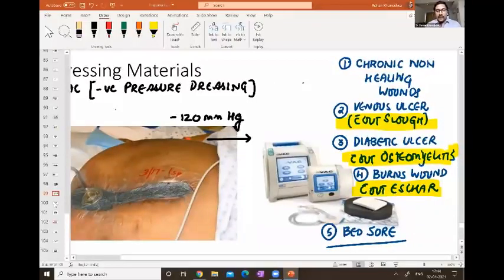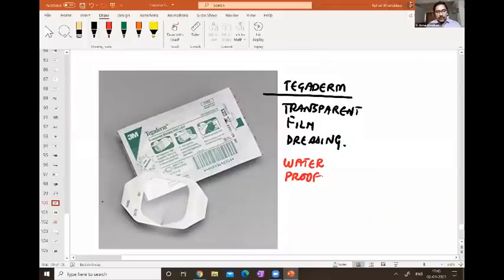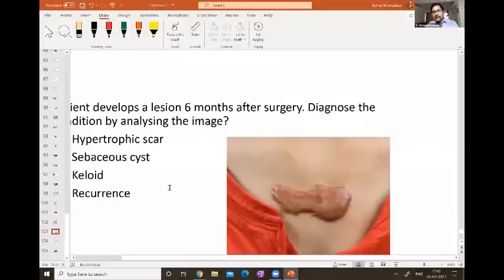This is a Tegaderm, which is a transparent film dressing. It is a waterproof dressing. VAC dressing is super important. I've enlisted the causes. When you get the PDF, please memorize the utility of VAC dressing. Again, a question asked in your exam.